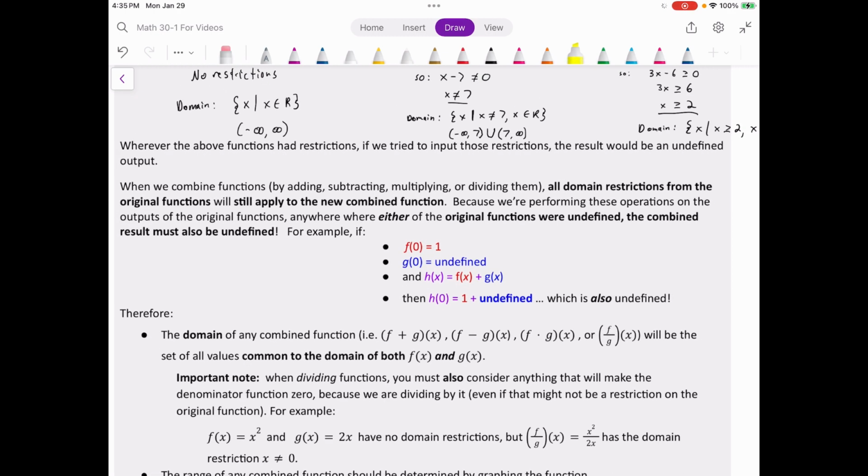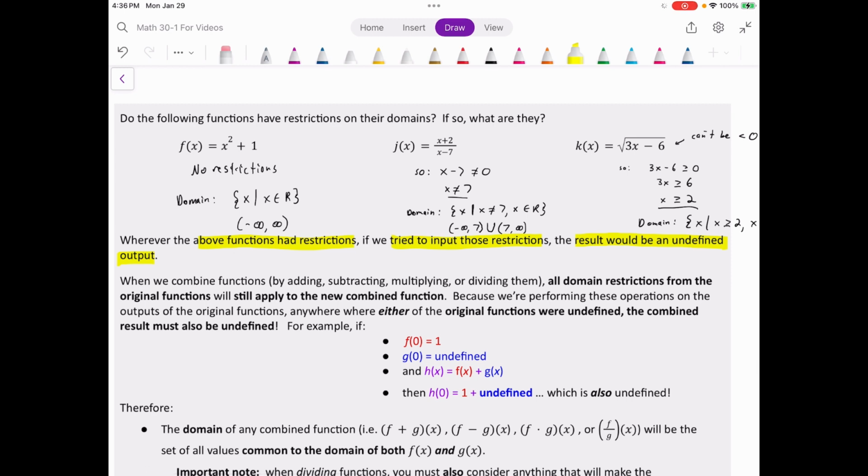Now, let's tie that together with what we talked about today. Again, it's come up throughout the lesson, but now let's really jump into it. Wherever those above functions had restrictions, if we tried to input those restrictions, the result would be an undefined output, right? That's why we have those restrictions. If I tried to put 7 in here, I'd be dividing by 0. That would be undefined. So that's why we have that restriction.